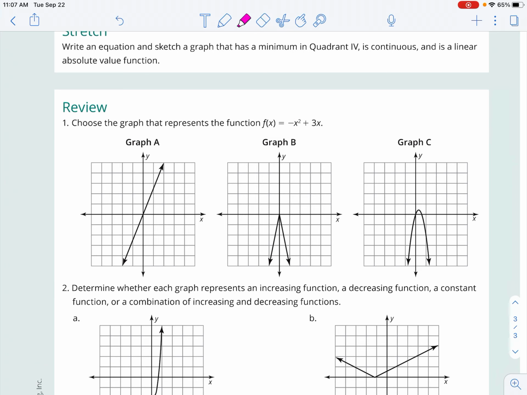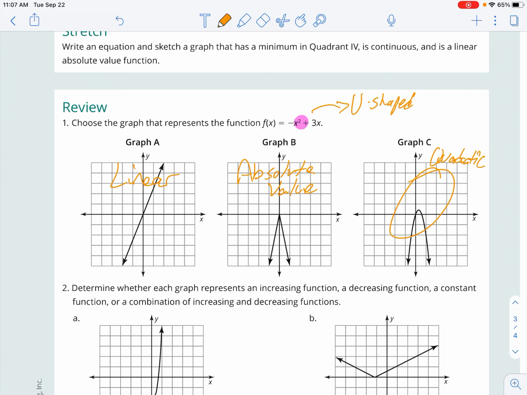Whenever I see that x, most importantly squared there, x squared, that should always be associated with something that is u-shaped, not something that looks like a v. The only one that's u-shaped is not A, not B, it is definitely letter C. B is absolute value because it is V-shaped. And A is just a line. This is a linear function. And C is then quadratic, which is what we've got there for the x squared.